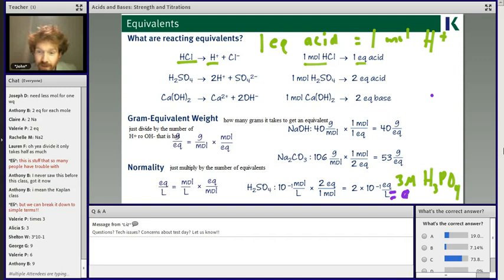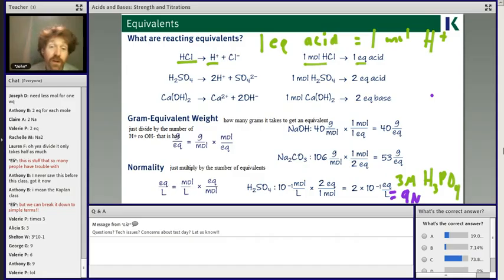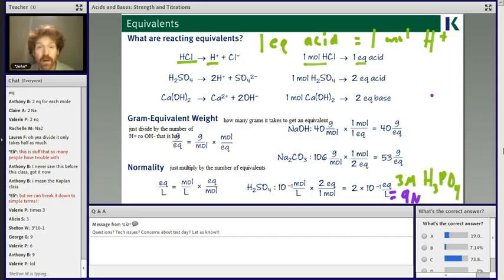Exactly true. So whenever you're dealing with normality, all you have to do is multiply by the number of equivalents you have. Whenever you have gram equivalent weight, you just divide by the number of equivalents you have. Because normality is describing how many protons are already in solution. Gram equivalent weight is talking about how many grams it takes to get those equivalents in solution. Cool. And that works for everything.